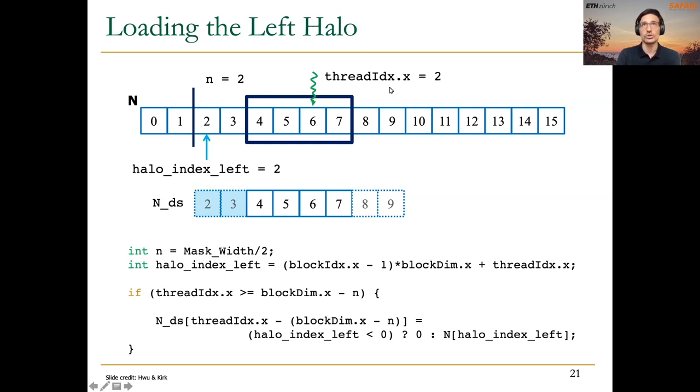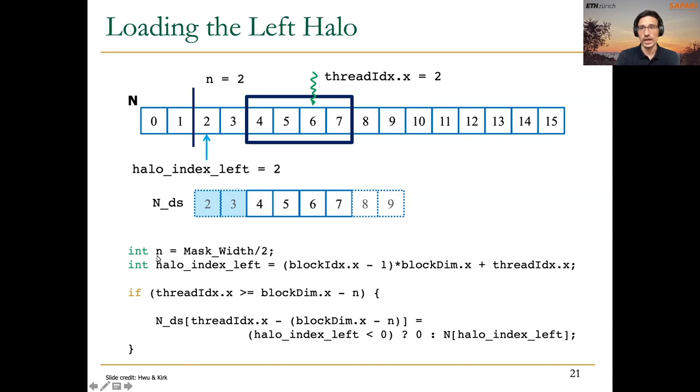And we are going to check also what to do with thread two, with thread index equal to two. But now we have to load this left halo, these two elements that we find here. And the first thing that we need to obtain is this halo index left. In this case it is equal to two, because this halo index left defines where we start loading the halo from the input array. In the end, what we want to do is load these two elements into the shared memory, in particular into this N_ds array that resides in shared memory. And this is the code that we have to use.